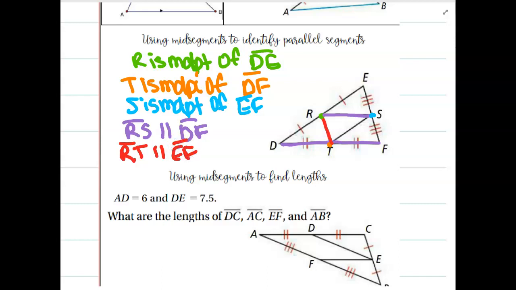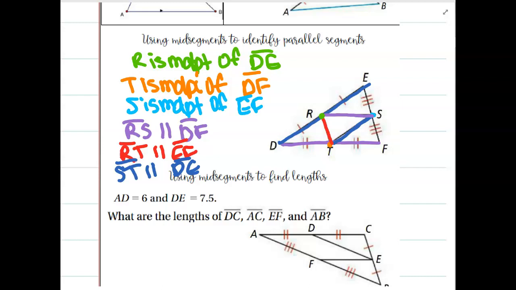And then finally, what's my last mid-segment? ST, this one right here. And if ST is a mid-segment, it is parallel to DE. DR would work, it's the same line, but let's do DE just for consistency's sake. So that's pretty simple. One idea is using the mid-segments to identify parallel lines.